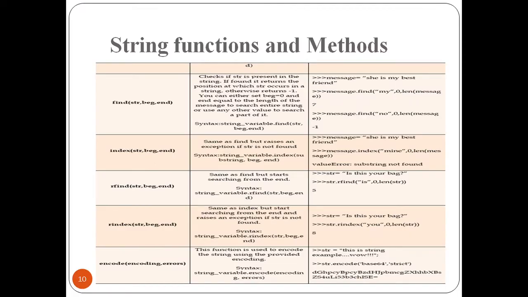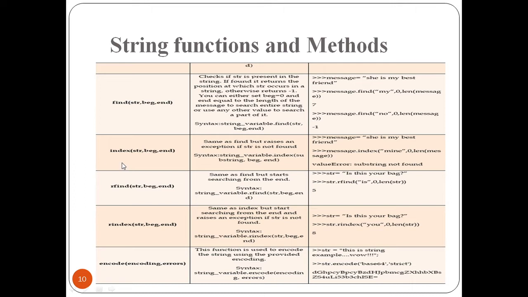So here I have 5 methods. Find checks whether that particular character or substring is available in our source string or not. If it is available, then it will give the first occurrence's index of that substring. If it is not available, then it will give -1 by default. And find also works like count, and it takes a range, starting and ending, like count. Clear?